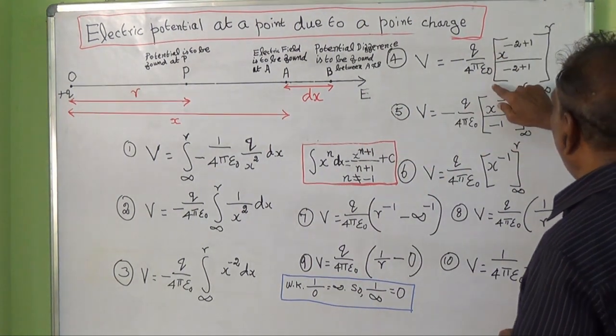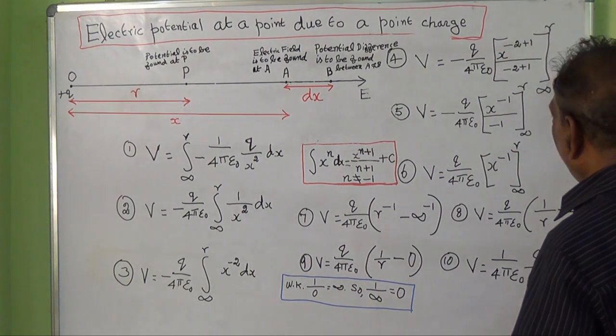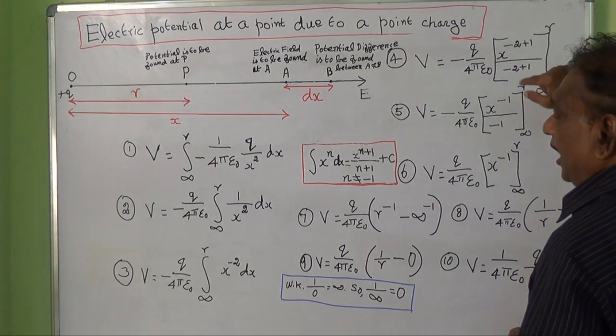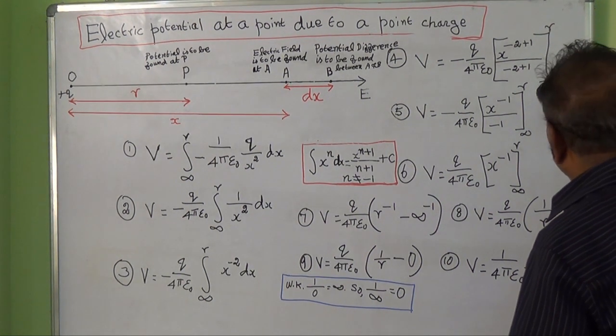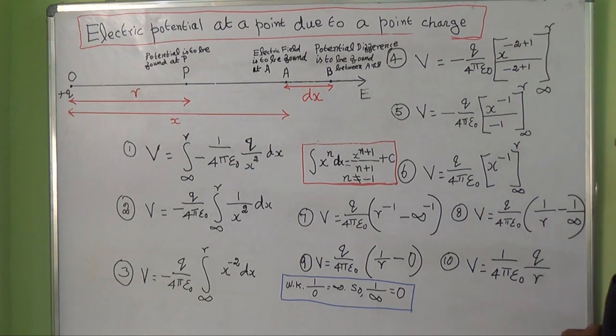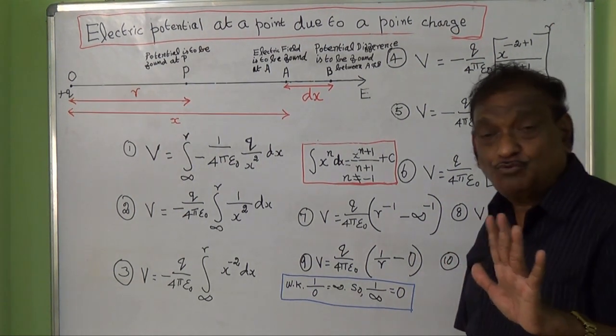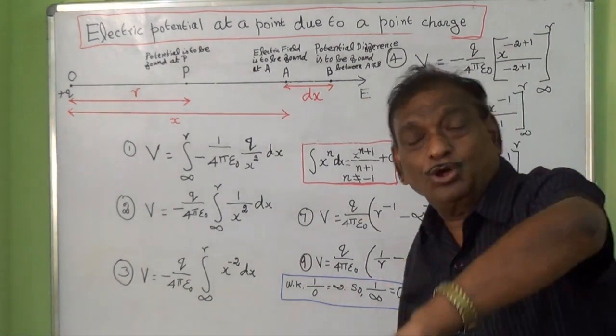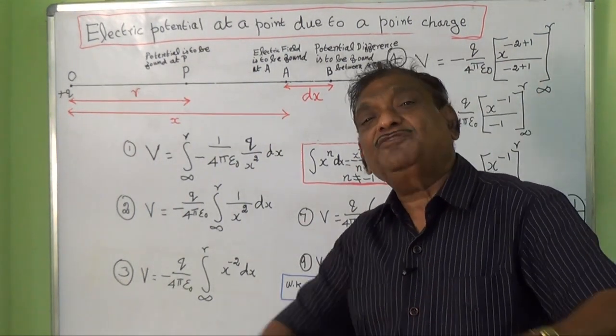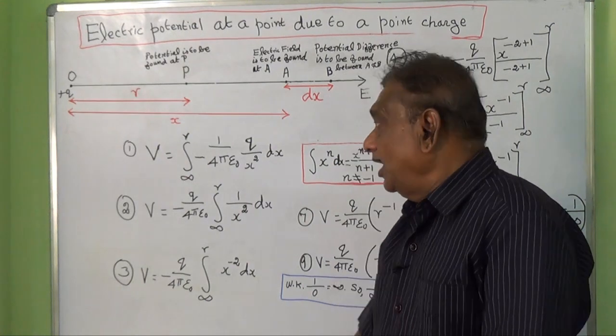So I am writing the square bracket, and I am writing the lower limit and the upper limit. We are not applying the lower limit and the upper limit so far. After applying the lower limit and the upper limit, that will also disappear.